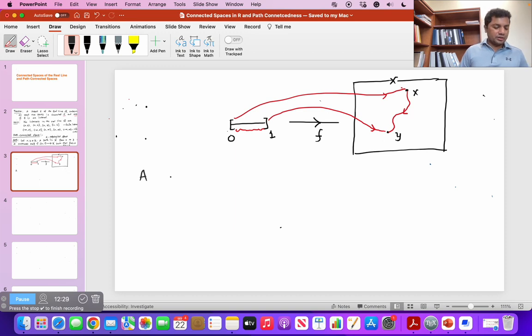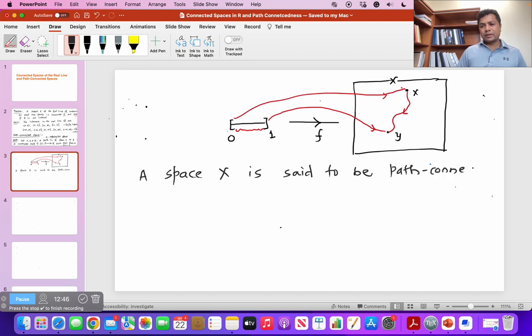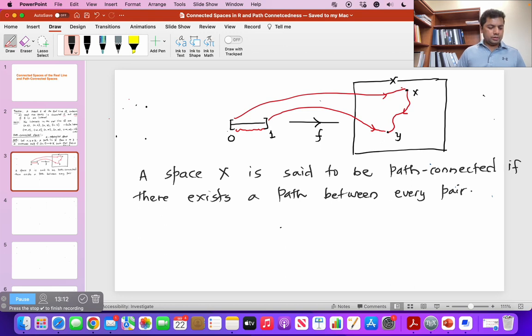Okay, let me just write down that definition here. A space X, or a topological space X, is said to be path connected if there exists a path between every pair of points in X. If for every pair of points there exists a path in the topological space, then that topological space is called path connected space.